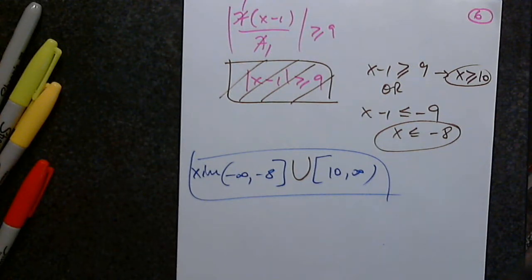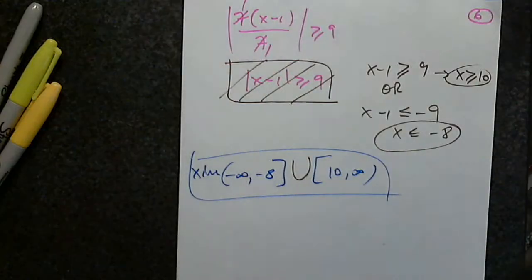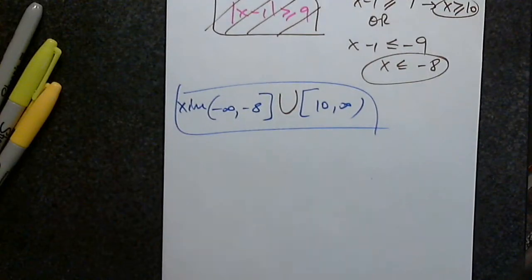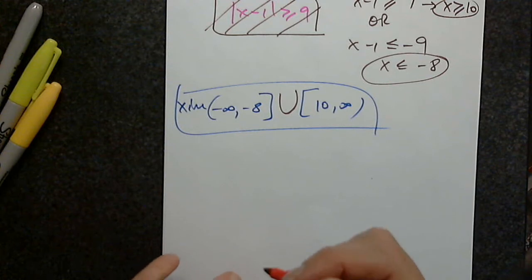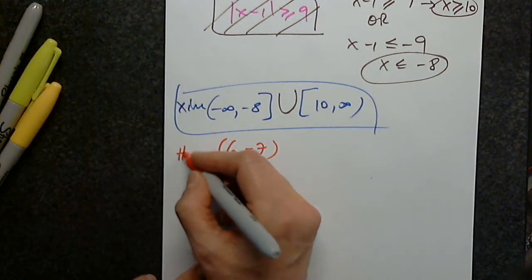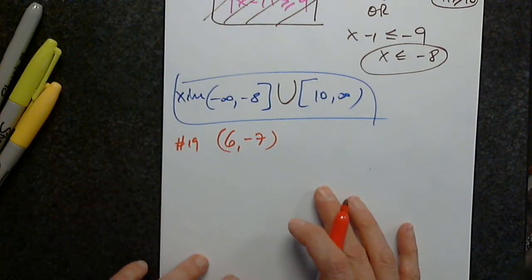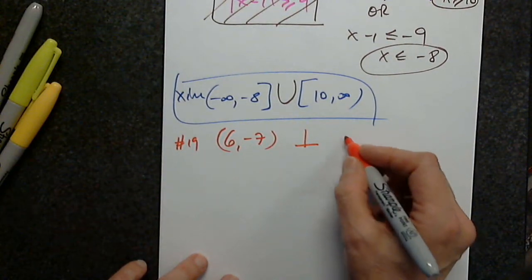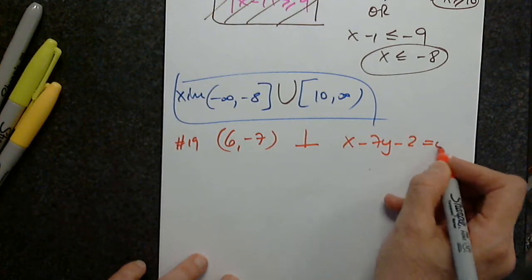Let's work on this problem. It's a good idea. So let's take a look. So we are given a point 6, negative 7. So this is problem 19, and it's perpendicular to the line whose equation is x minus 7y minus 2 equals 0.